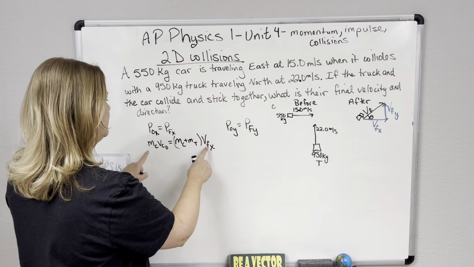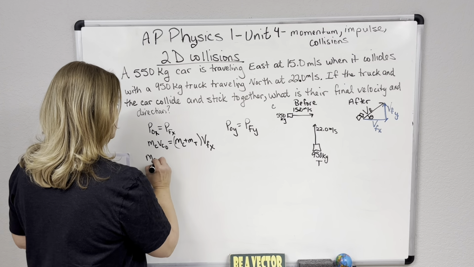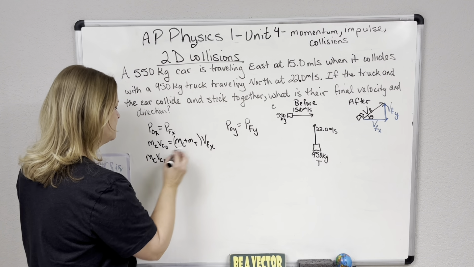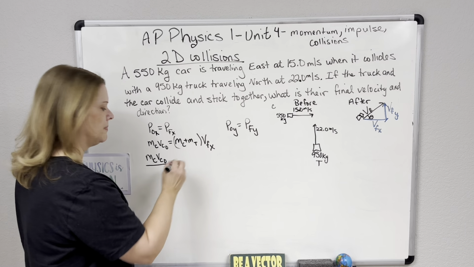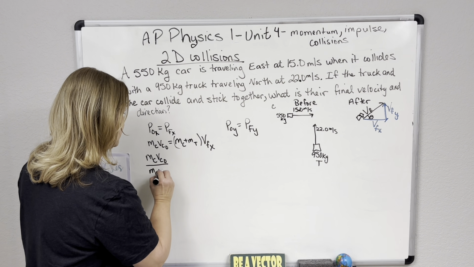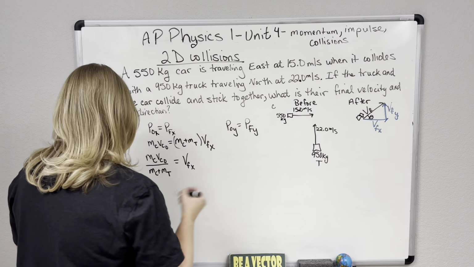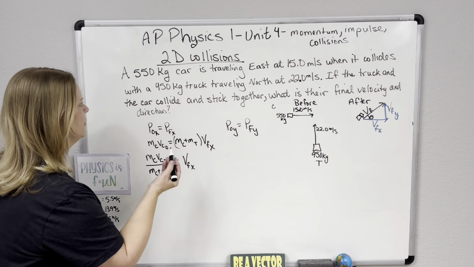We have our final velocity. Actually, I'll go ahead and put it in an expression. We have the mass of the car, the velocity of the car initial, and I'm going to divide both sides by the mass of the car plus the mass of the truck. And that's going to be my final velocity in the x. Let's put numbers in and then I'll show you.